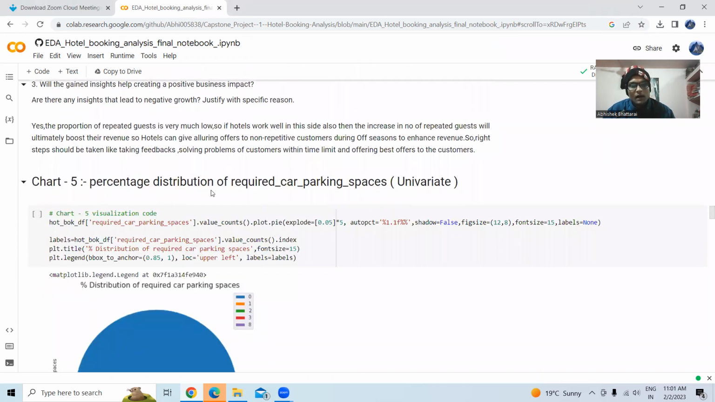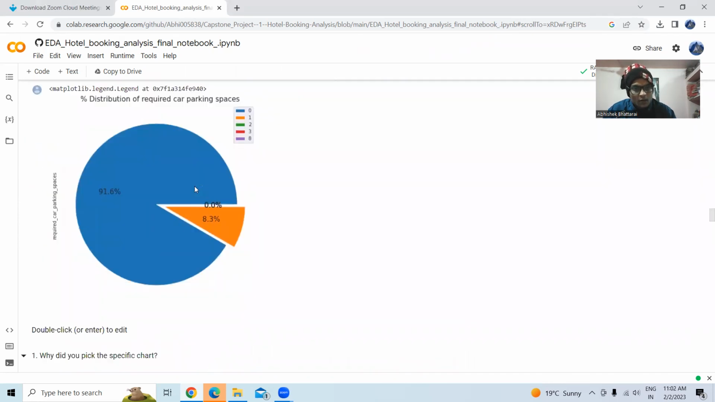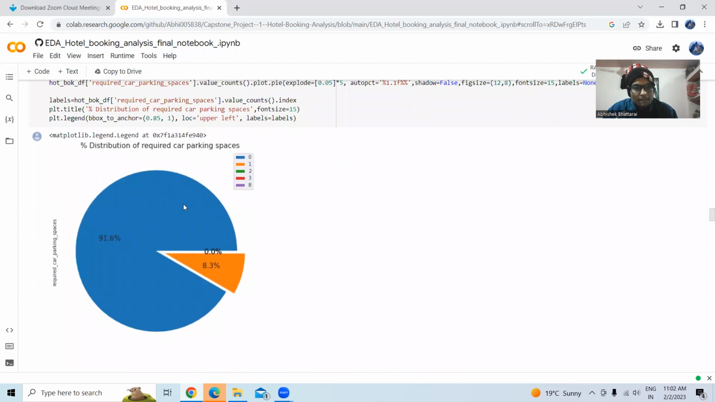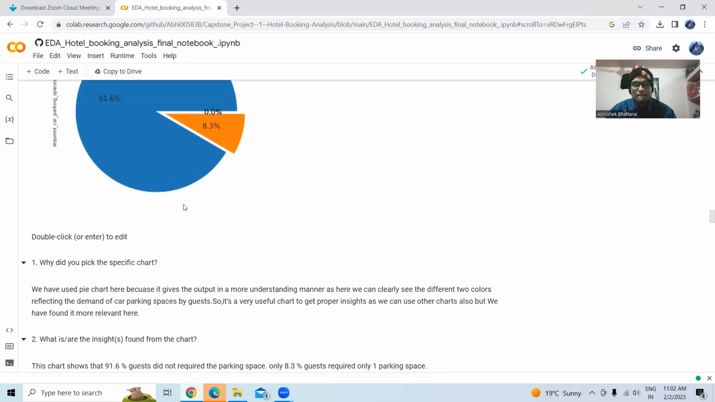In chart 5, I have done the univariate analysis of the percentage distribution of required car parking spaces. If you move down, here's the code and here's the graph. We can see that only 8.3% of people require car parking spaces. So we can conclude that the requirement of car parking spaces is not a big issue, as less than 10% of people require it. The conclusion is that the hotel should focus on other sectors more than this one, because 90% of the people don't require it.